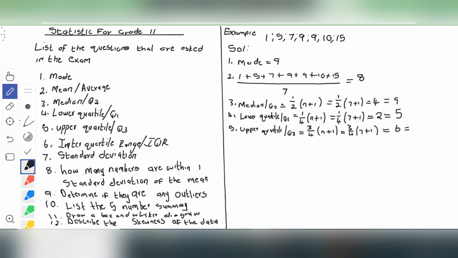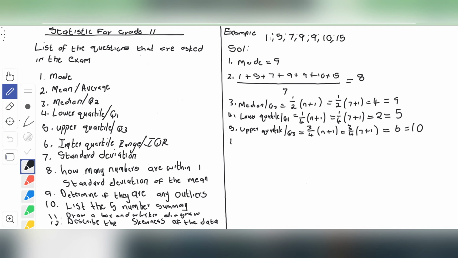Therefore we're counting up to 6. It's going to be 1, 2, 3, 4, 5, 6. And we can see that at position 6 we have 10. So our upper quartile range is 10. Right? So therefore we are done with the upper quartile range.